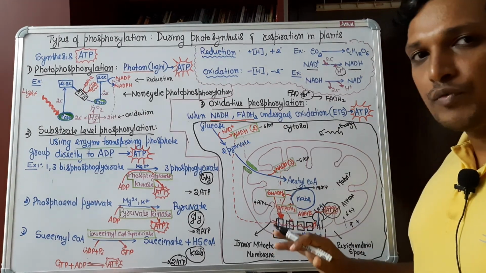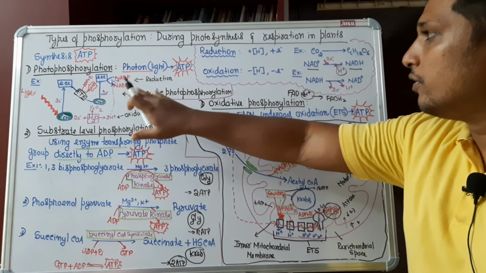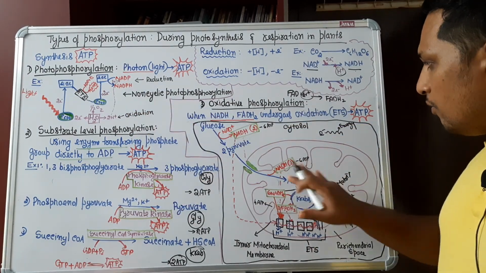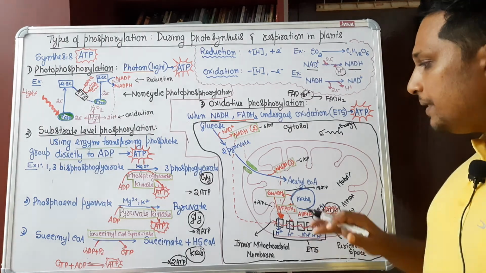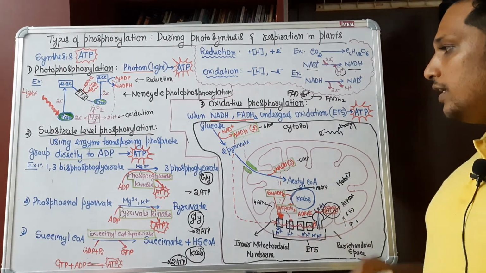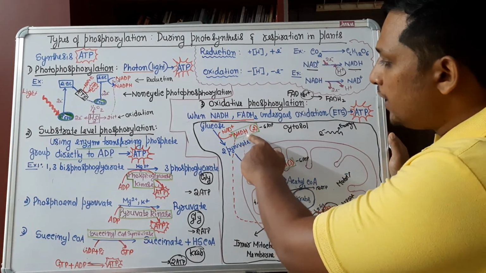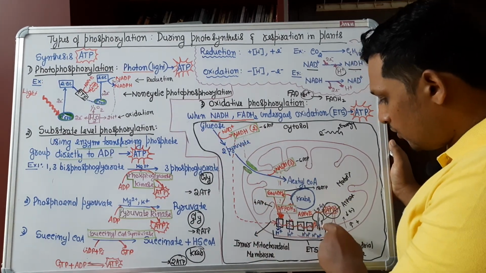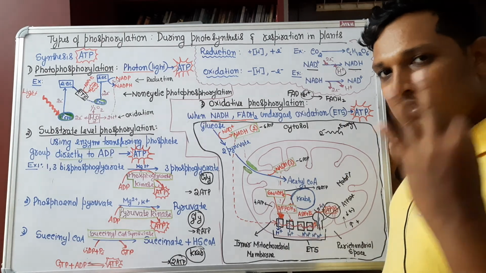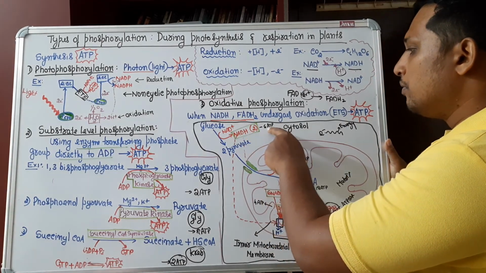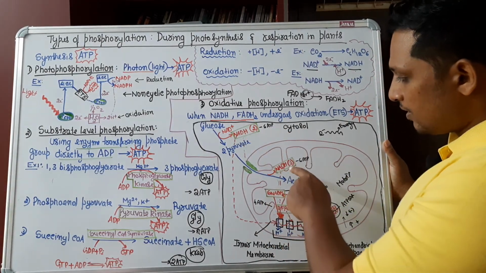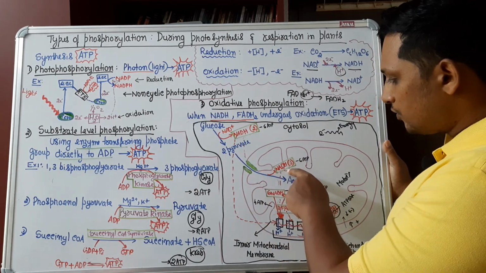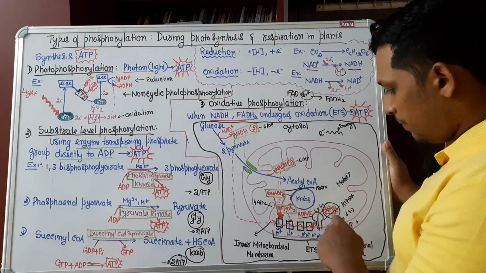These three phosphorylations you have to remember, which occur during photosynthesis as well as respiration. Now let us check how many ATPs are released during oxidative phosphorylation. There will be release of 2 NADH in glycolysis. 1 NADH, when it undergoes oxidative phosphorylation, releases 3 ATP. So 2 NADH means 6 ATP. Again, when there is conversion of pyruvate to acetyl CoA, oxidative phosphorylation releases 6 ATP.